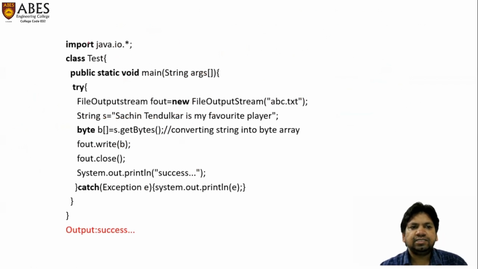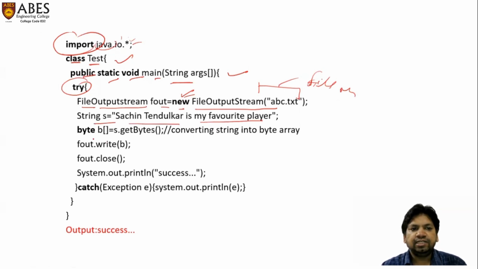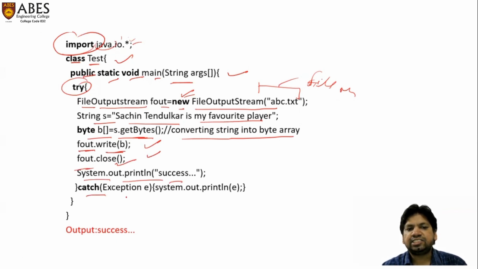You can see this example: import java.io for writing and reading. The class name is Test. public static void main(String args[]). The type is FileOutputStream fout, we call new FileOutputStream with the file name ABES.txt. String s = "Sachin Tendulkar is my favorite player", I want to write that. byte b[] = s.getBytes() converts the string into a byte array, and fout.write(b), fout.close() closes it. System.out.println("success") and catch the exception. The output is success.